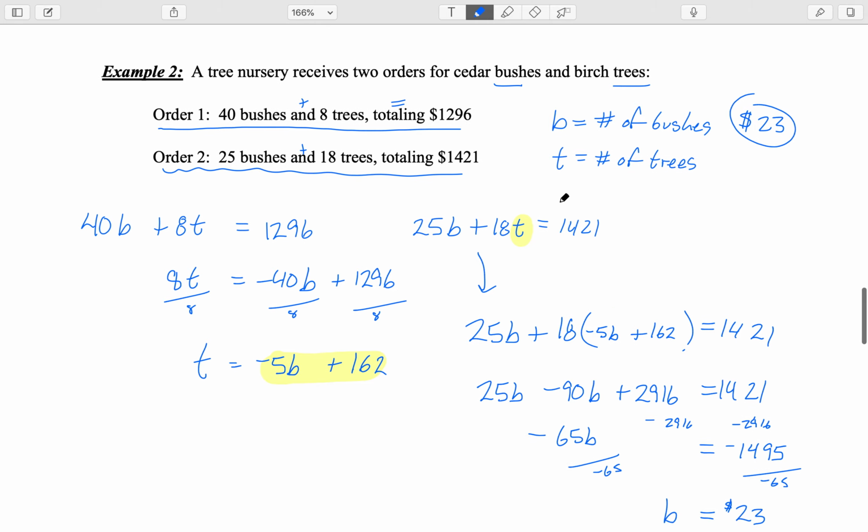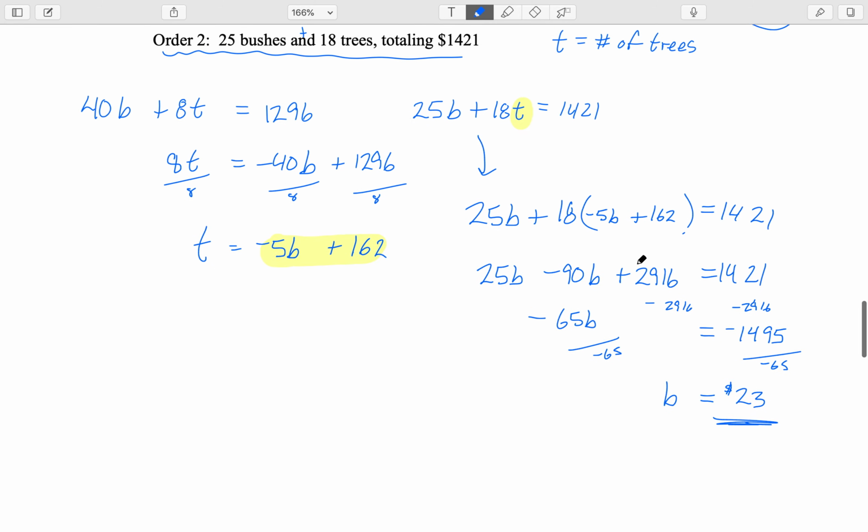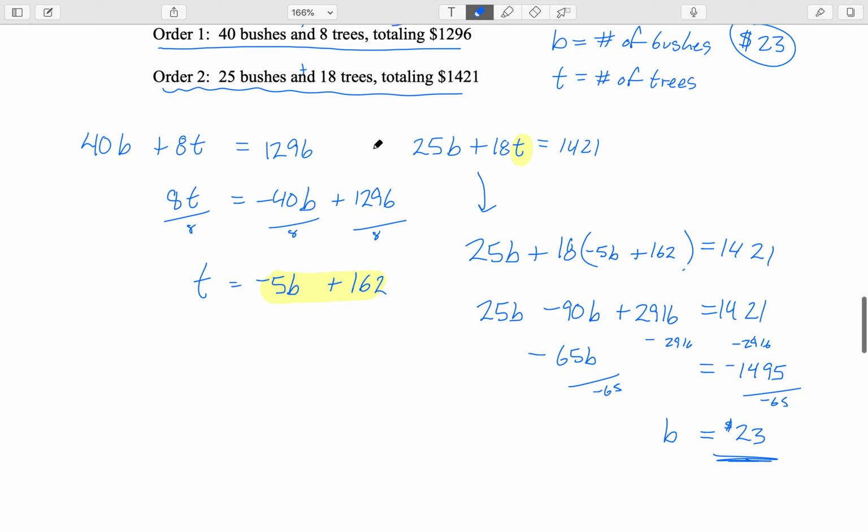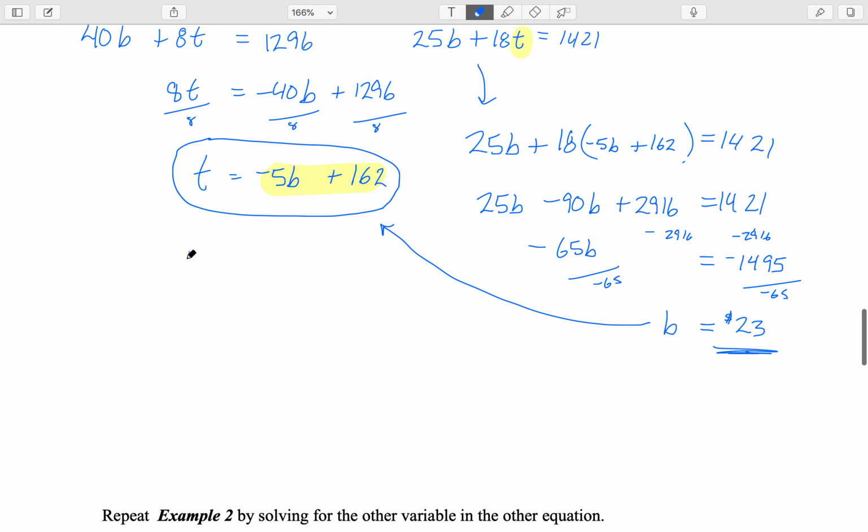Okay. Now I need to figure out what t is. I'm going to take my answer and backtrack up to here and plug it in. You know what? Remember this one we isolated? This is the easiest one to do. Go back to here. Okay, so let's use an arrow. This is going to go back to here. So now my work is t is equal to negative 5b, I know what b is, plus 162. So this is negative 115 plus 162. So in other words, 162 take away 115, I'm going to get 47.